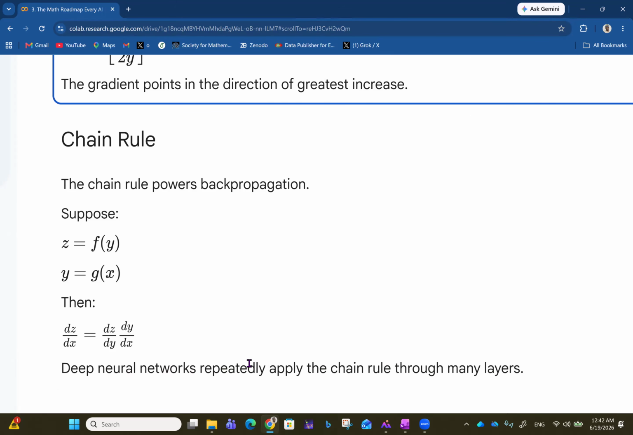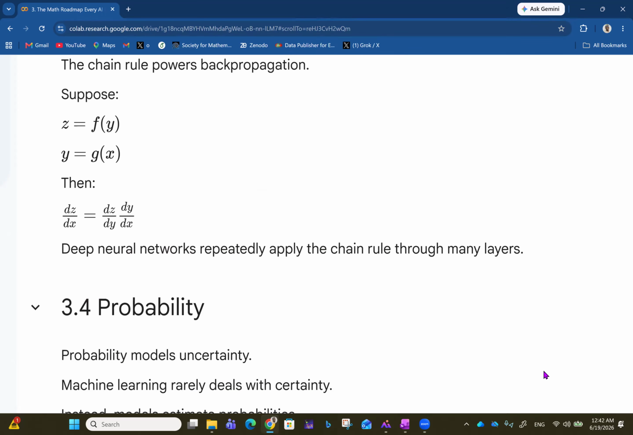So deep neural networks repeatedly apply the chain rule through many layers. So that's basically what's happening. In the case of neural networks, you can have maybe 1,000 functions, and then the chain rule will just continue like that. The connection just continues in many ways like that.